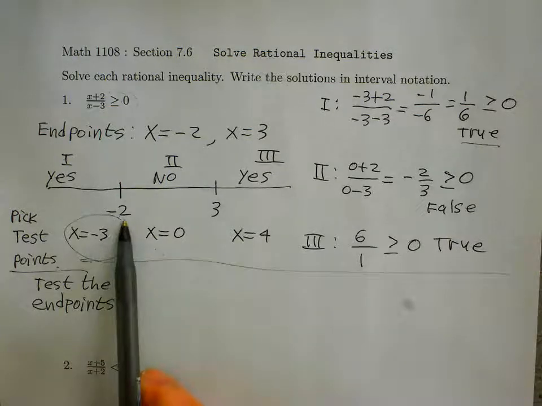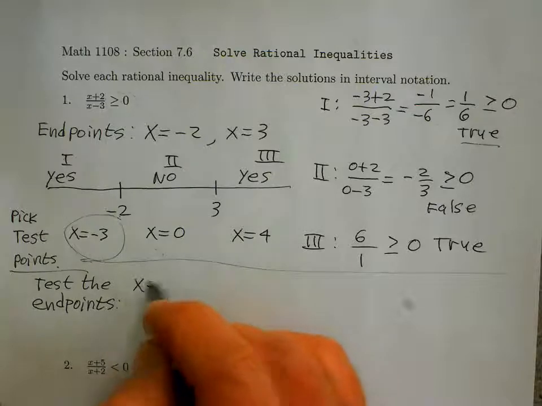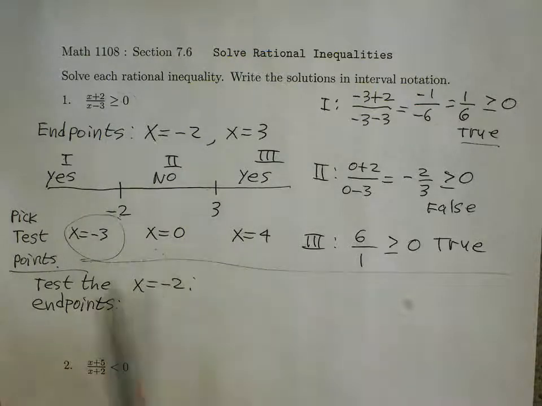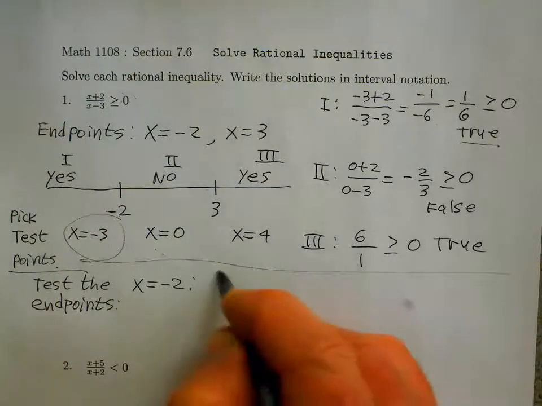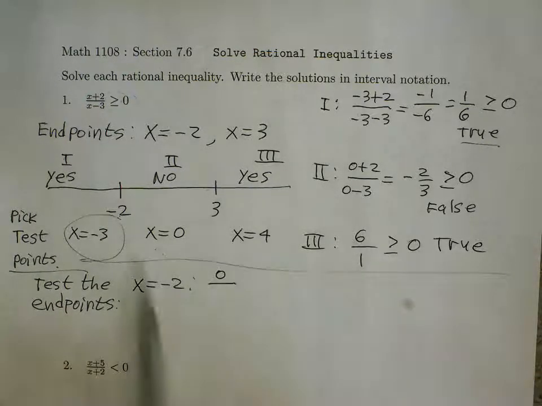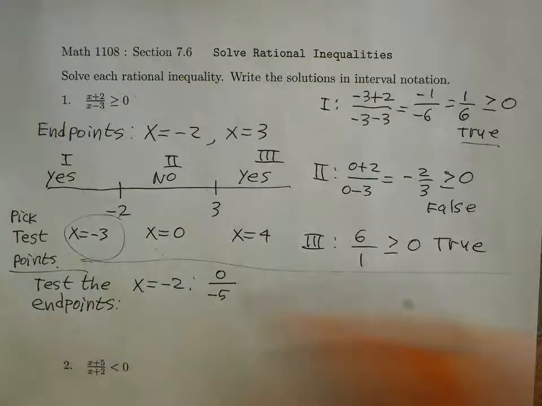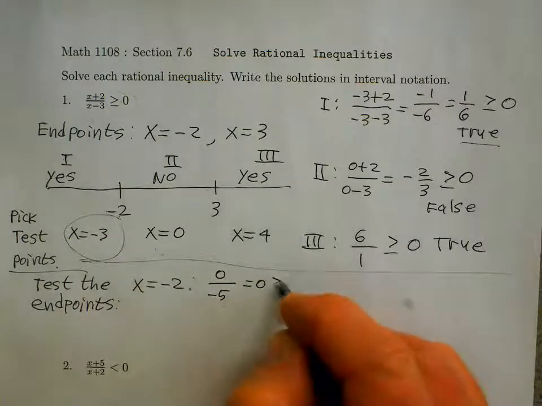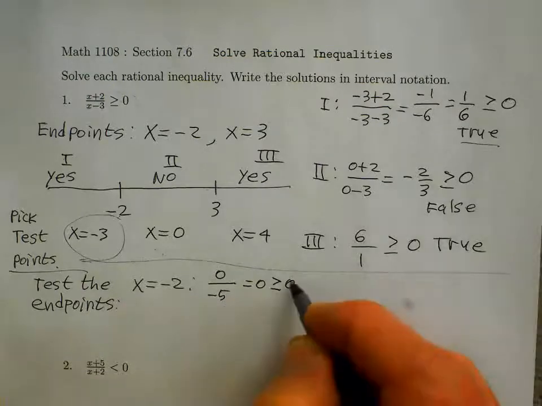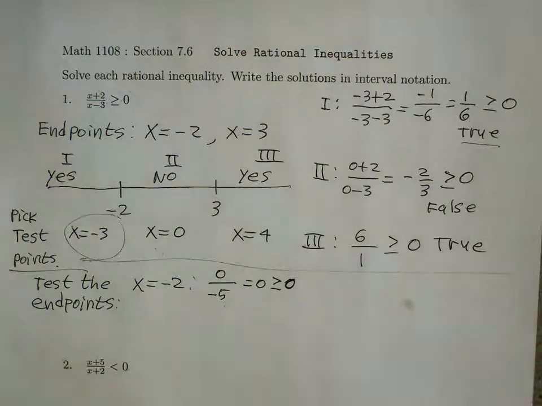One of the endpoints is negative 2. So replace every x in the inequality with negative 2. In the numerator, negative 2 plus 2 is 0. In the denominator, negative 2 minus 3 is negative 5. 0 divided by negative 5 is 0. And then the inequality, greater than or equal to 0. So is that true or false?